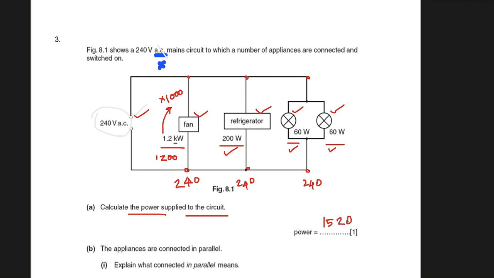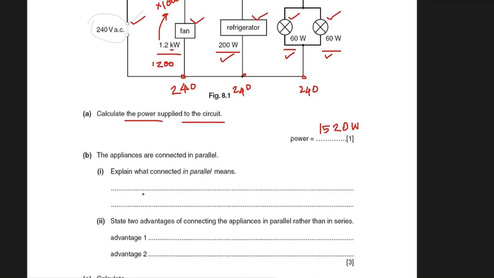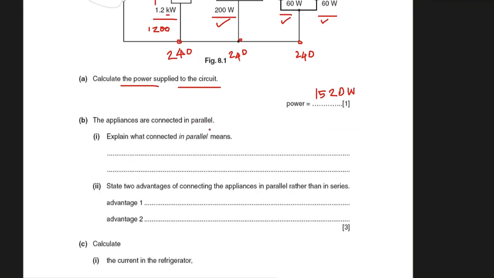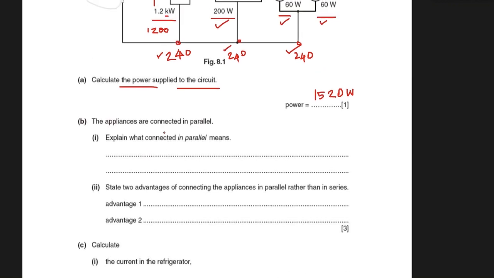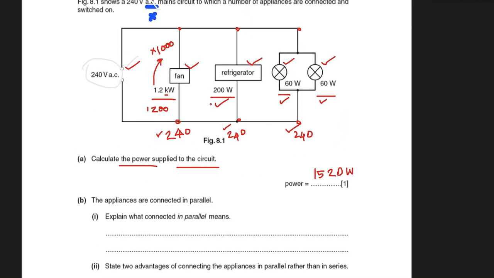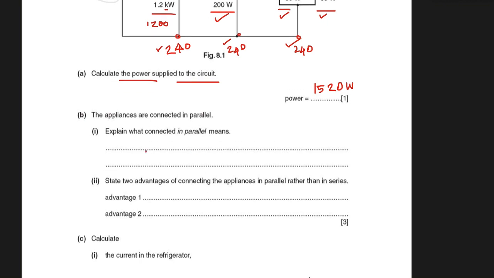The only thing you need to know is that power has a unit of watt, and you add them together to know the total power consumed. The appliances are connected in parallel. Explain what connected in parallel means. I have already explained this part. It means that all of the appliances receive the same voltage, that is 240 volts. Or you can say that all the loops are connected to the same voltage source. So a connection in parallel means V being constant across all the appliances.